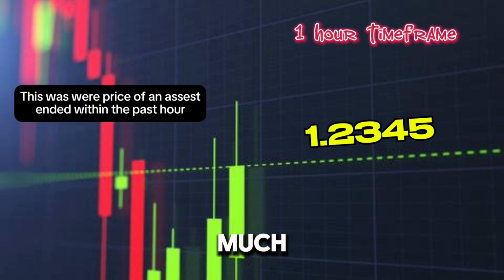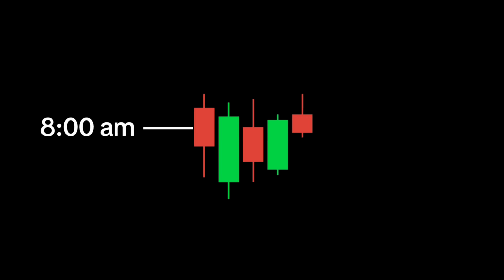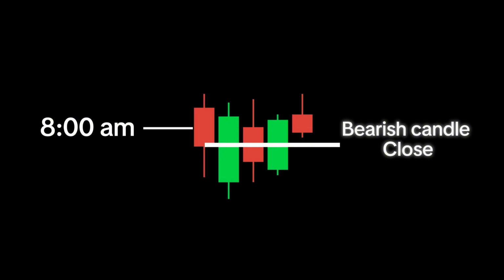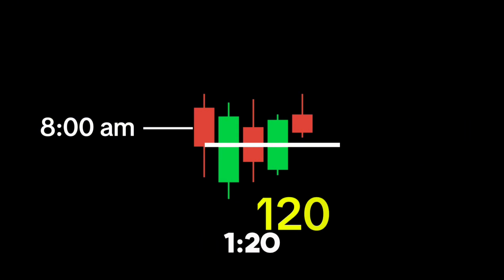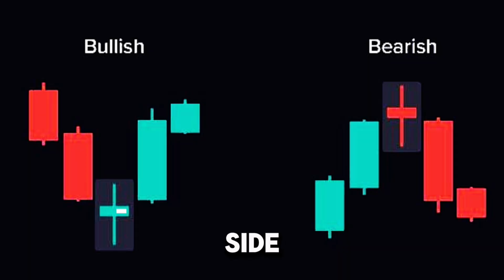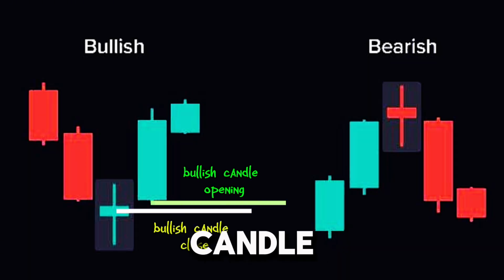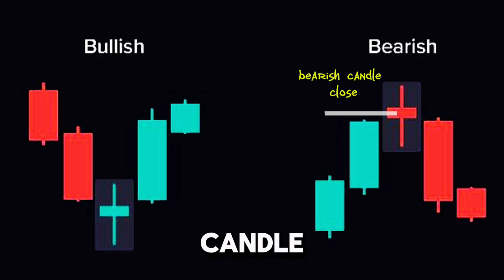Or to break that down much more smoothly, if price opened at 8 a.m., and this was the 8 a.m. candle, then wherever the body of this candle ends is the close of this candle. Like if it ends at 120, then 120 is the close. Or if it ends at 150, then 150 is the close of the candlestick. One side thing to note is that the close of a bullish candle is the opening of the next bullish candle, while the close of a bearish candle is the opening of the next bearish candle.